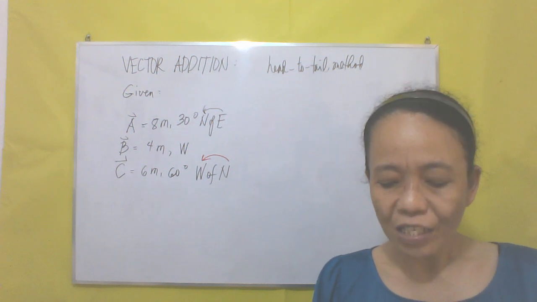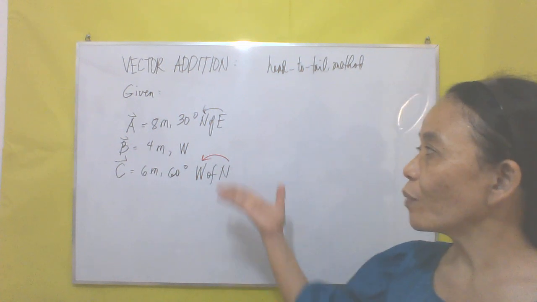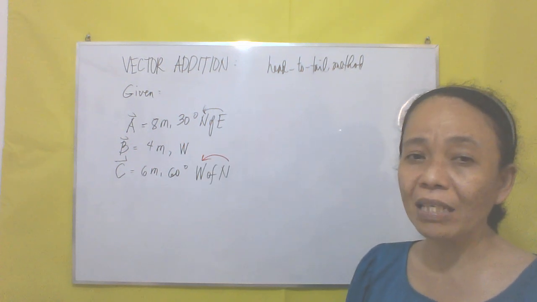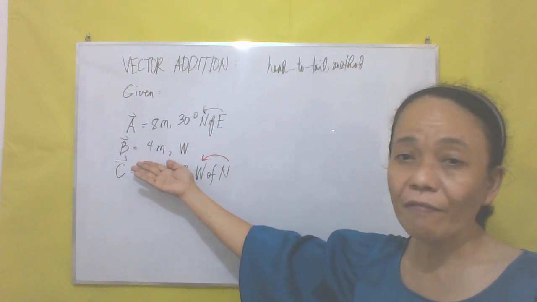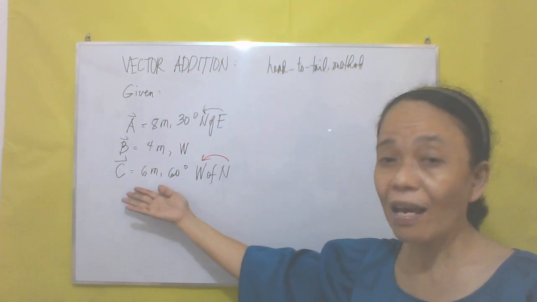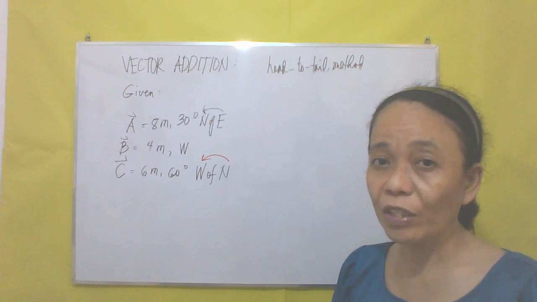Good morning. So this time we're going to add vectors. Given we have vector A, 8 meters 30 degrees north of east, vector B, 4 meters west, and vector C, 6 meters 60 degrees west of north.